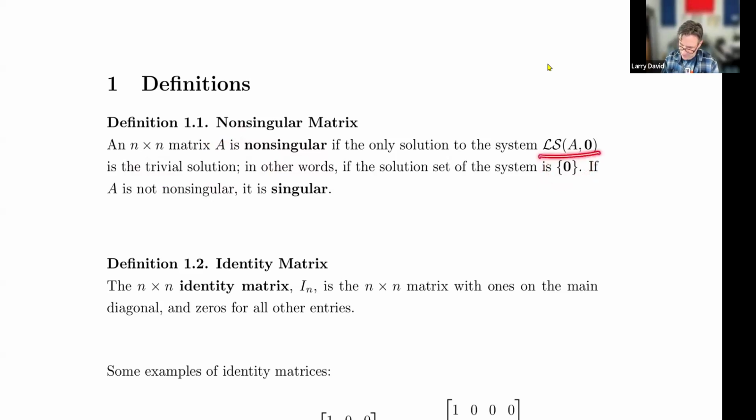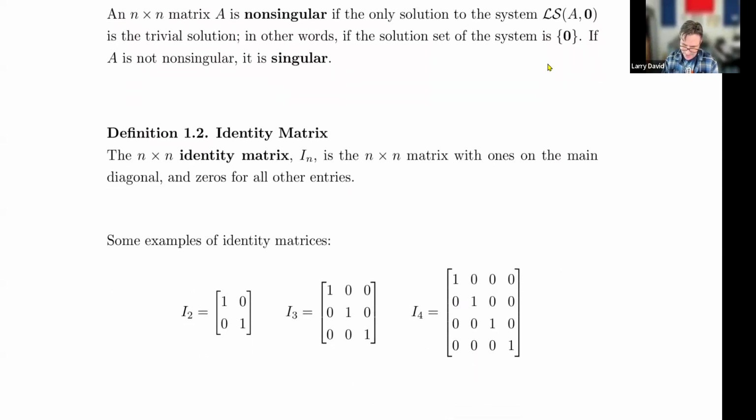So if the trivial solution is the only solution to this linear system, this homogeneous system, then the matrix is non-singular. If it's not non-singular, it's singular. So these words are opposites of each other. So every n by n matrix, we call n by n matrices square often, is either non-singular or singular.